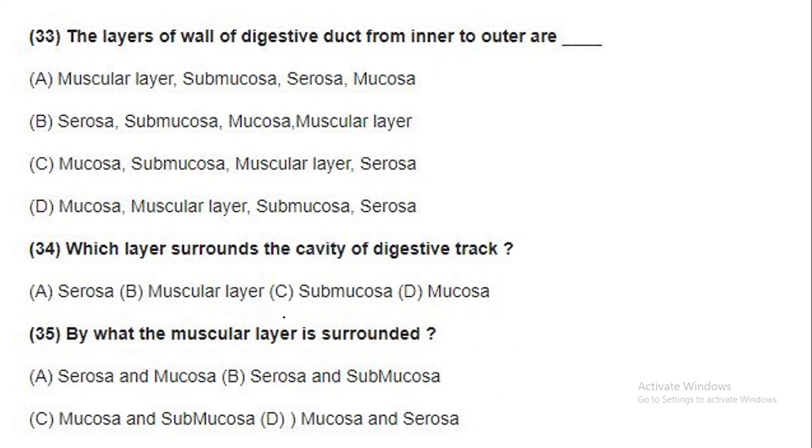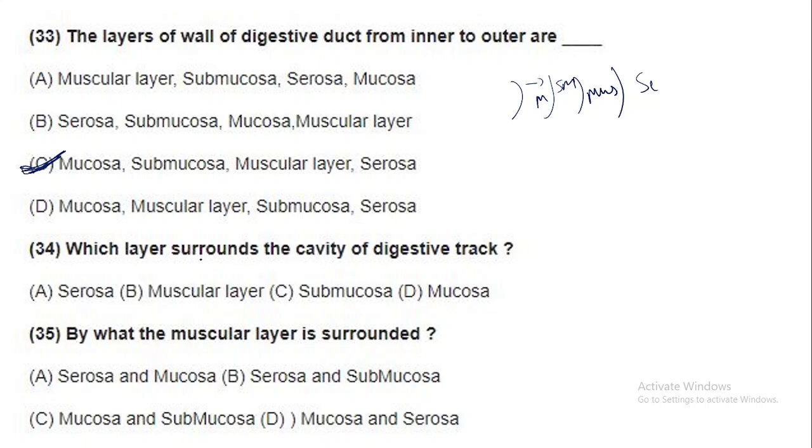Going ahead. The layers of the wall of the digestive duct, or digestive alimentary canal, from inner to outer are: innermost one is mucosa, remember. So we'll start from there. Mucosa, submucosa, muscularis. So the right option I can spot is this one. Innermost is mucosa, beneath that is submucosa, then we have the muscularis, then we have the serosa.